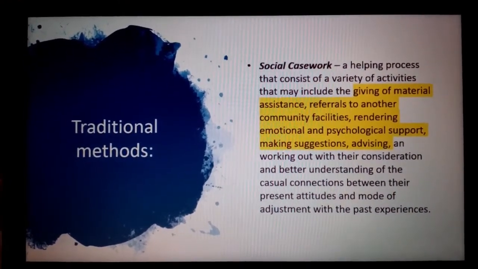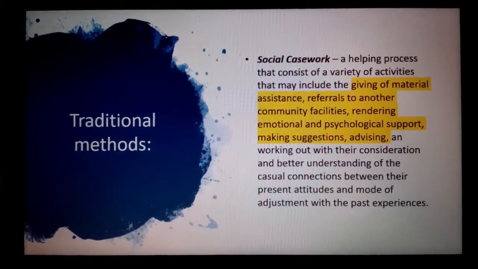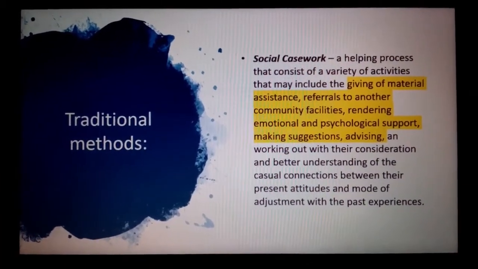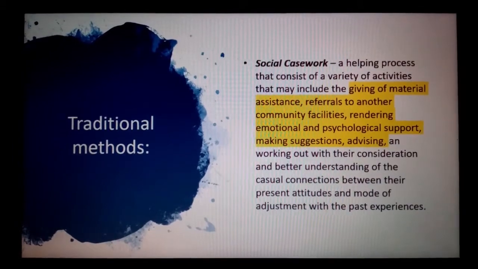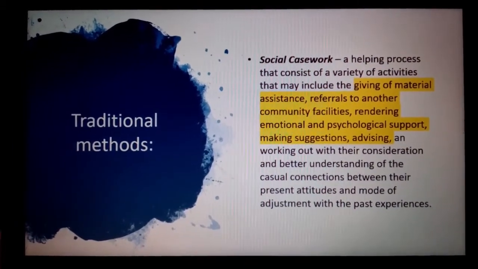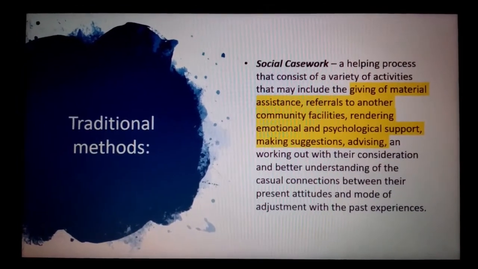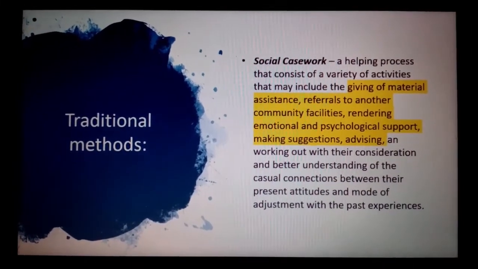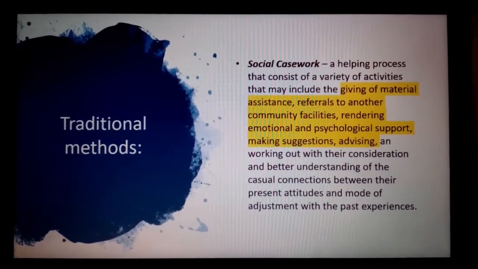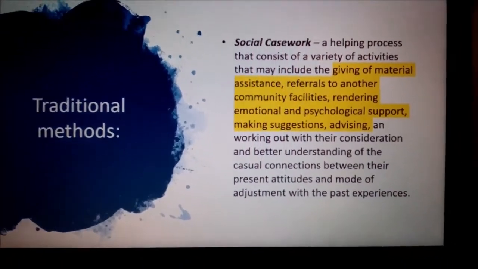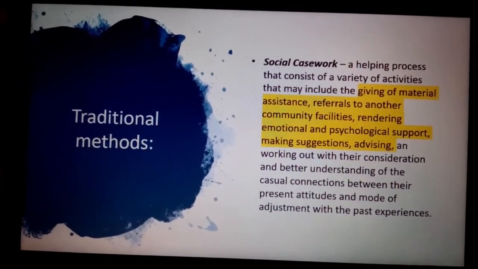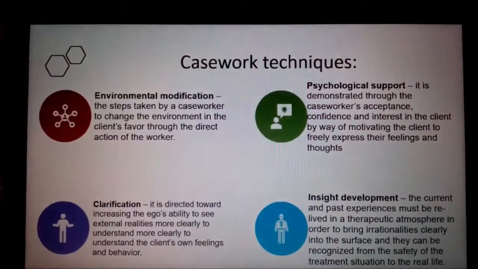Kaya nga siya traditional methods because it's just a manual relationship of consisting activities, manual connections between the present attitudes and mode adjustment of the experiences of the social workers and the clients. No, meron talaga dyang socially, emotionally, and psychologically facilities. So that's the meaning of traditional methods which involve social casework.